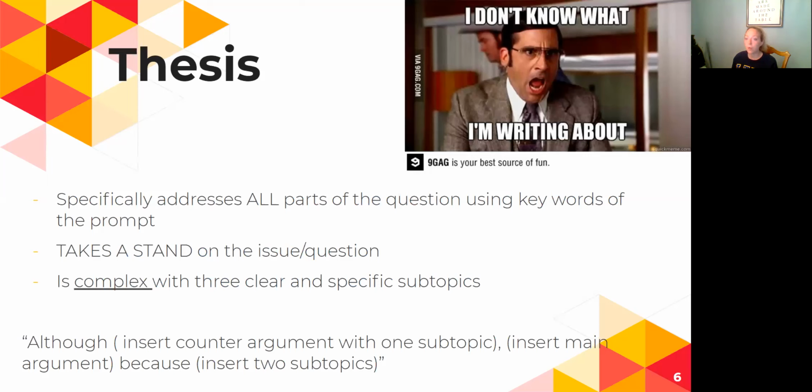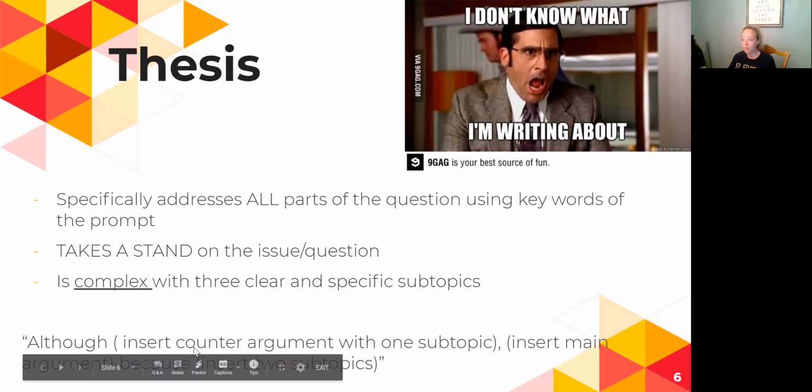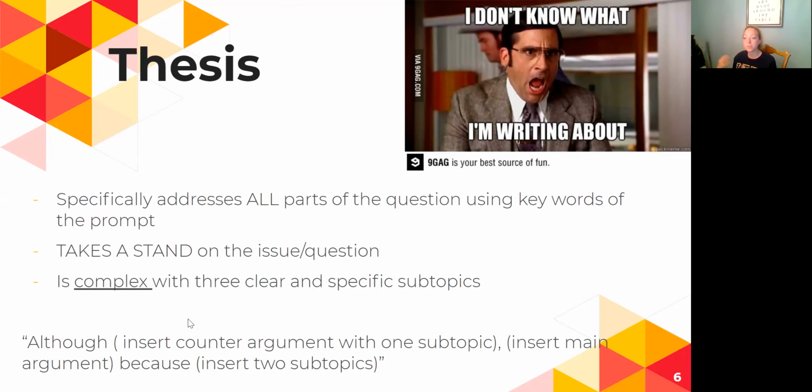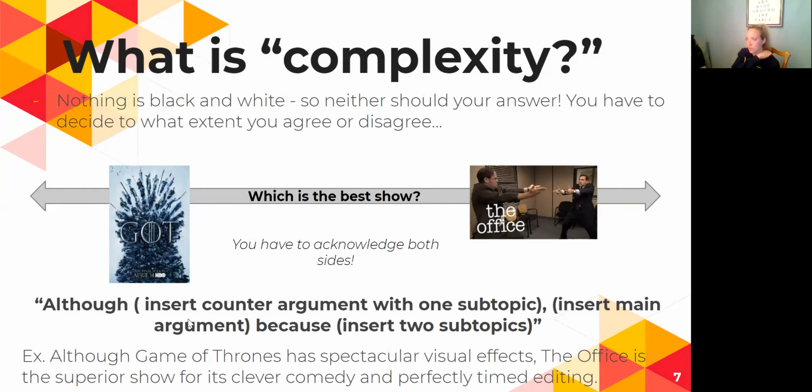The whole paper mirrors your thesis. So the thesis, 3 subtopics, you mirror the 3 subtopics for your body paragraphs, and it mirrors the same complexity. Like the counter argument is in your thesis, which is also your first body paragraph. And if you follow my formula, I guarantee you'll get the point. So this is my handy dandy formula. Although insert counter argument with its 1 subtopic, comma, main argument because blah, blah, 2 subtopics. So let's get some examples. This is how you get the complexity.